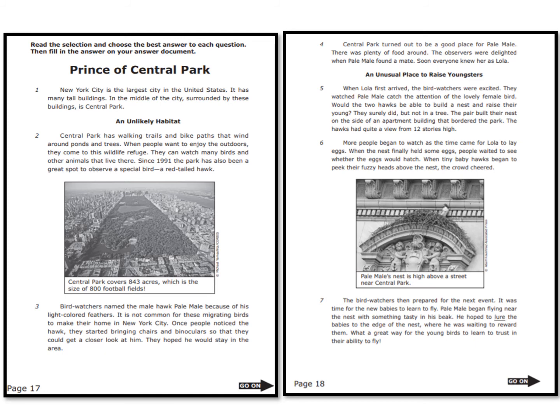We have Prince of Central Park, An Unlikely Habitat, and then the picture that went in that particular section, with that subtitle, was the one on Central Park and how it covers 843 acres. The next subtitle is An Unusual Place to Raise Youngsters. And then the picture that accompanied that was Pale Male's. That's what went there. So I'll give you some time to just very quickly check your notes. And let's move on to the next part of this selection.